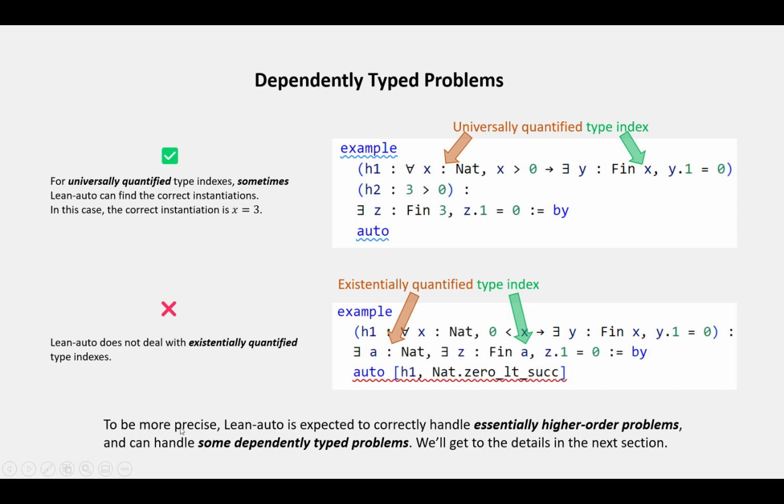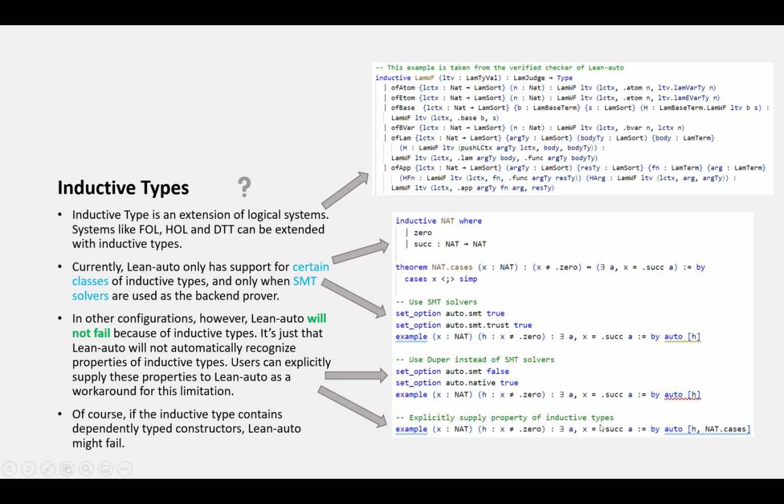So to be more precise, Lean-auto is expected to correctly handle essentially higher order problems. And we'll get to this in the next section. So how about inductive types? Currently, Lean-auto only has support for certain classes of inductive types, and only when SMT solvers are used as the backend prover. So, for example, here we have an inductive type called Nat, which is essentially the type, the set of natural numbers.